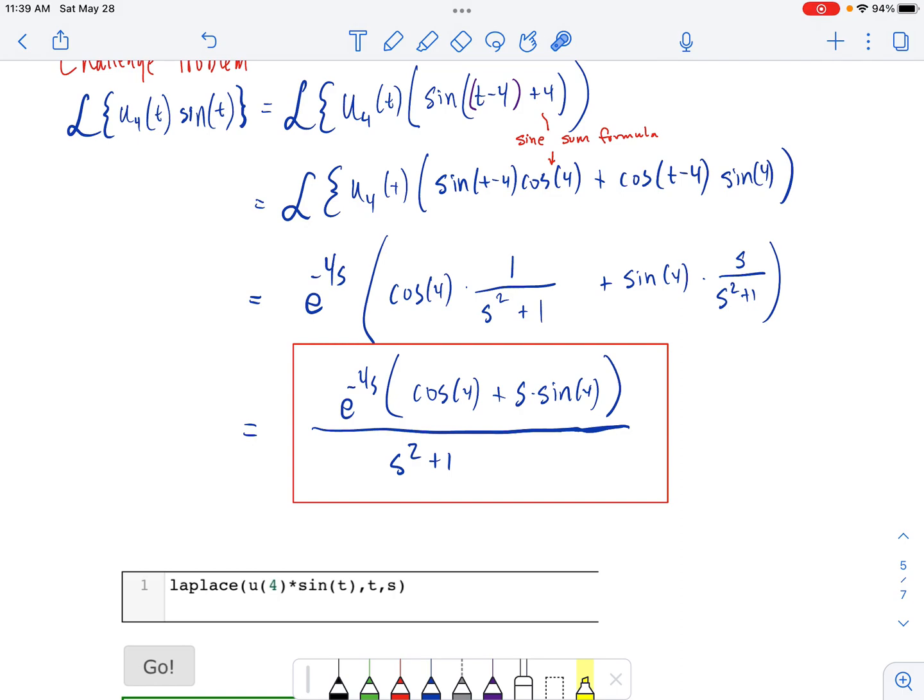So hopefully that'll help figuring out how to do the Laplace and the inverse Laplace when we have a unit step function in our expression there. So on the next video, we'll take a look at how to take the Laplace and inverse Laplace if we have a function that is periodic. So stay tuned for the next one.